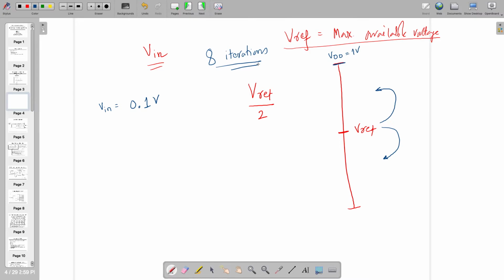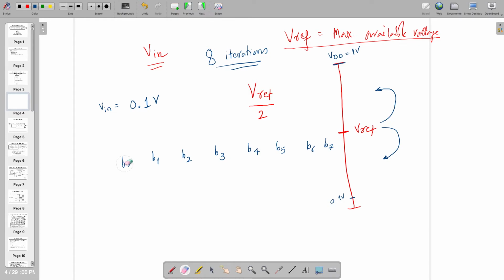Are you following my point, right? So if Vin is 0.1 volt here, where I'm going to go, at the first point, 8 iterations means 8 bits. That is the meaning of this, first of all, right? So B0, we are going to start from, when we are comparing this, is it comparison with MSB or LSB?